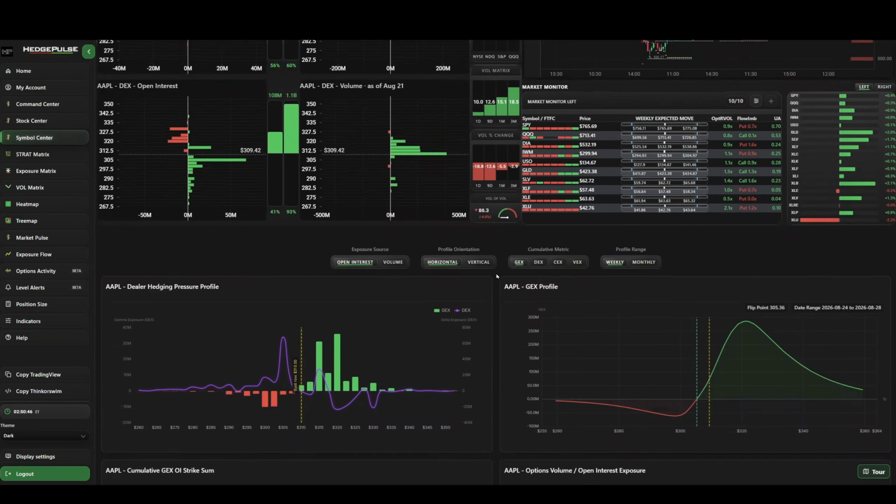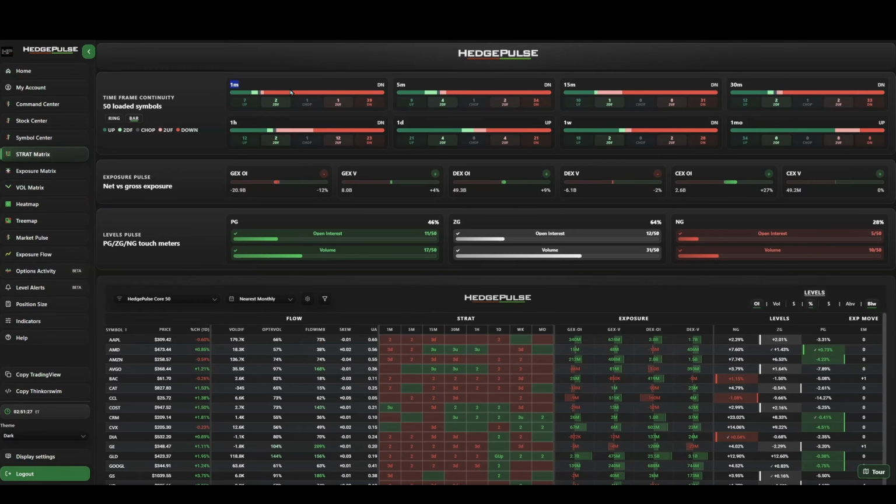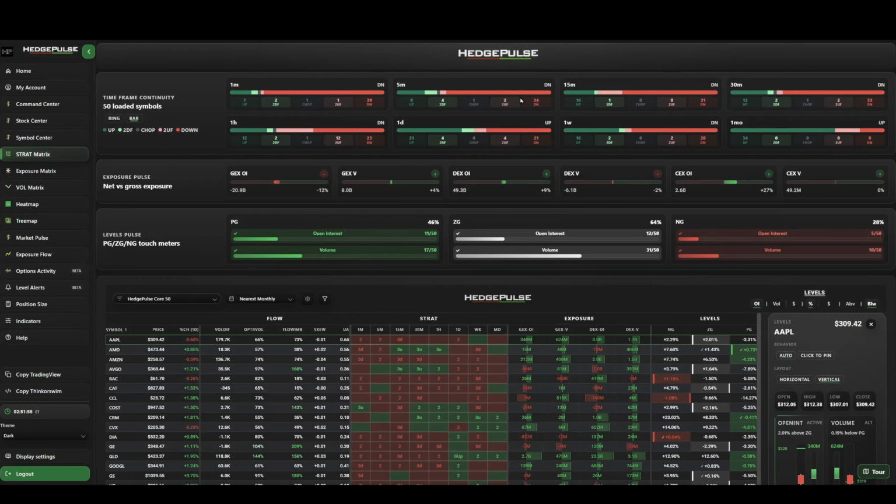Now, STRAT Matrix, we'll start at the top. I consider this part of breadth as well. I do also like to see how many symbols we have going up versus down. So this will basically look like a tug of war when the market's open. But what this is doing is it's taking this watch list, whichever watch list you have loaded, and it's looking at each of these entire columns and showing you that here.